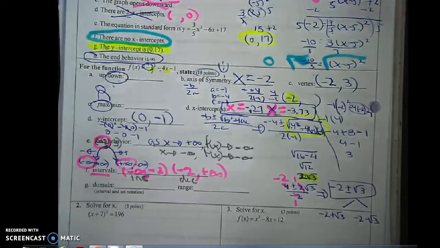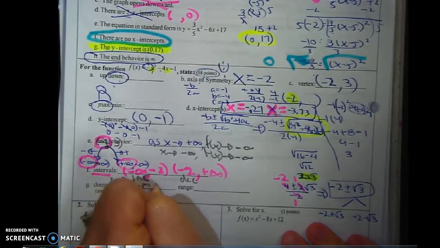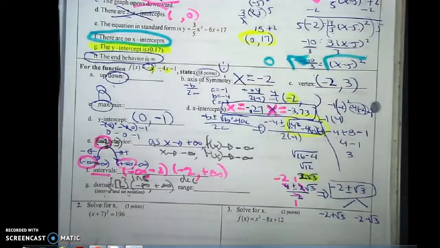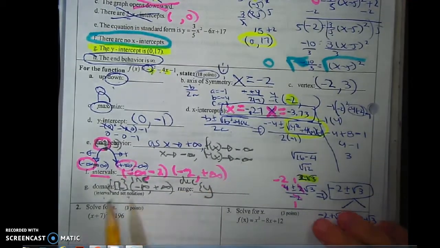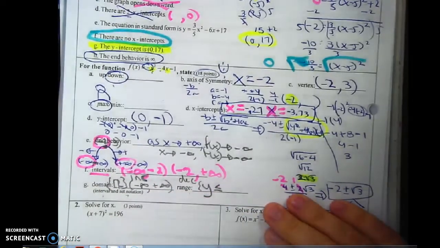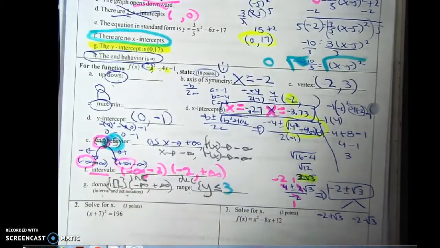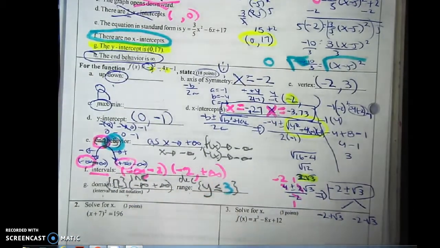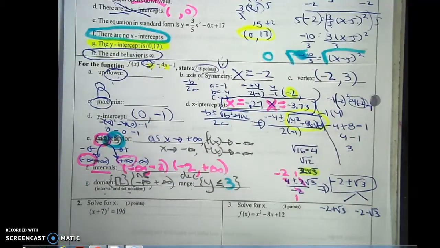The domain for every quadratic is all real numbers, which is negative infinity to positive infinity. Make sure you're doing an interval and set notation. The range has a limit. If it's going up, it's greater than, but since this is going down, it's less than. And you just find the y value of the vertex, which was 3. Okay. Obviously, that's a lot of work, so it's worth a lot of points. If you feel like you don't have enough space here, you will make a little star and show me work.